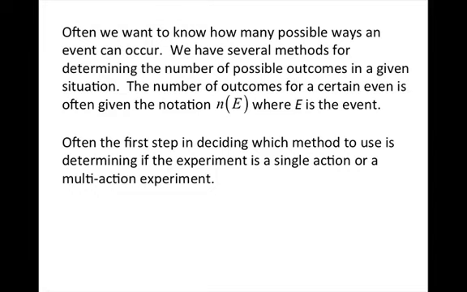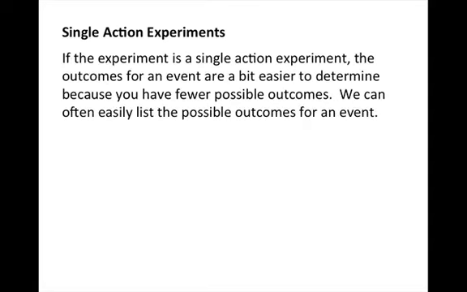Often the first step in deciding which method to use is to determine if the experiment is a multi action experiment or a single action experiment? Let's begin by looking at some single action experiments. So if the experiment is a single action experiment, the outcomes for an event are a bit easier to determine because you have fewer possible outcomes. We can often easily just list the possible outcomes, and that's the easiest way to count the total number.